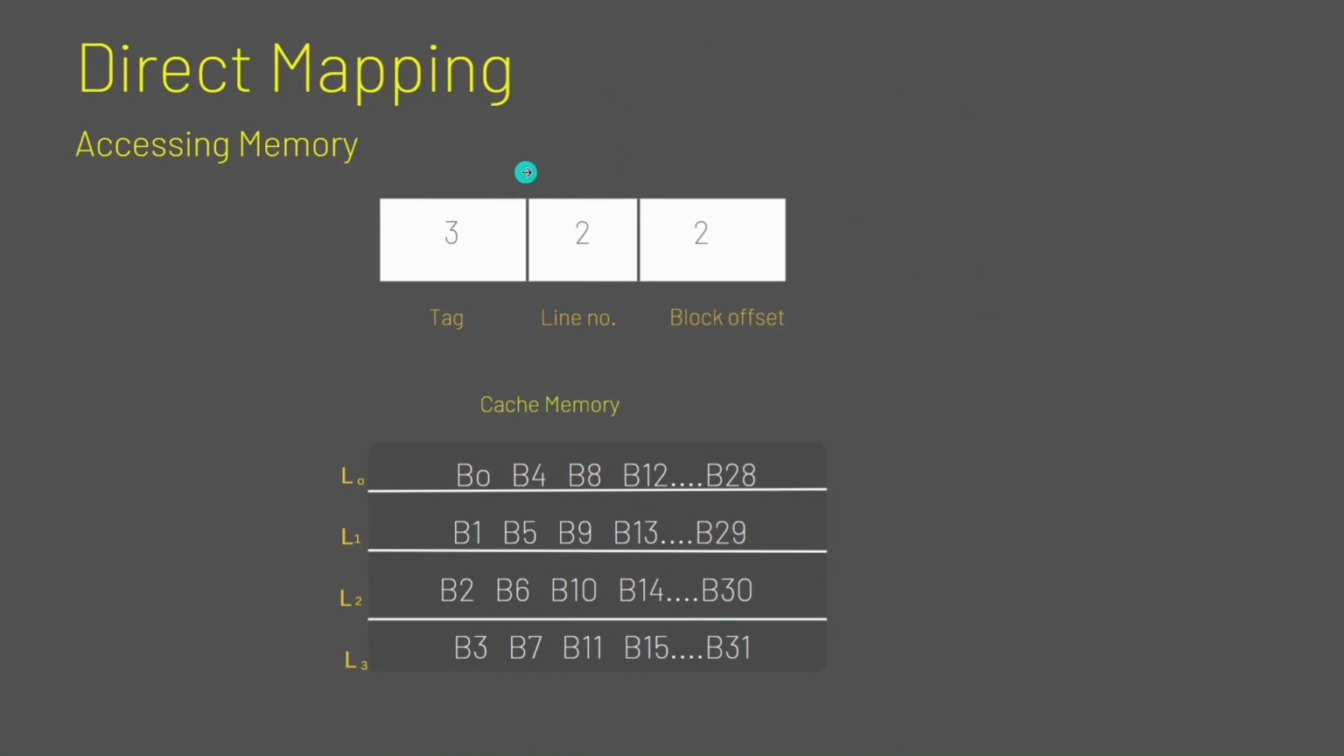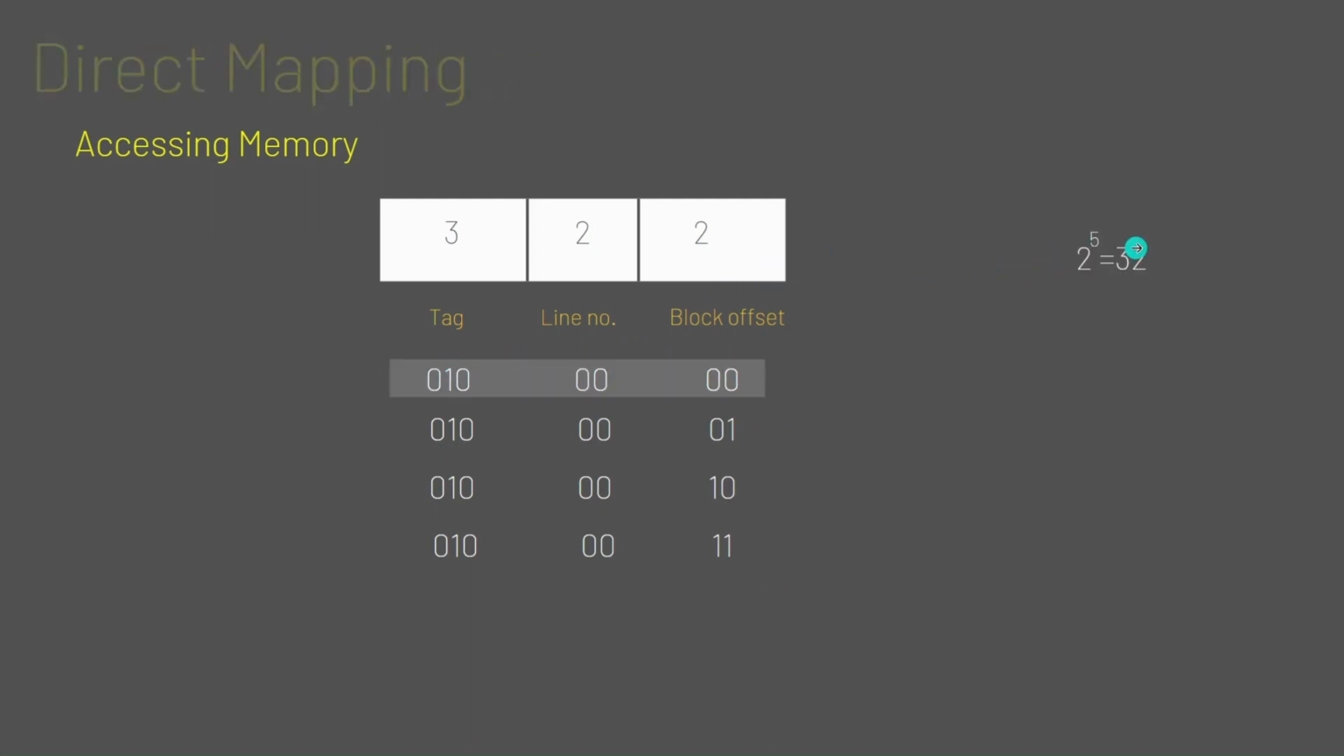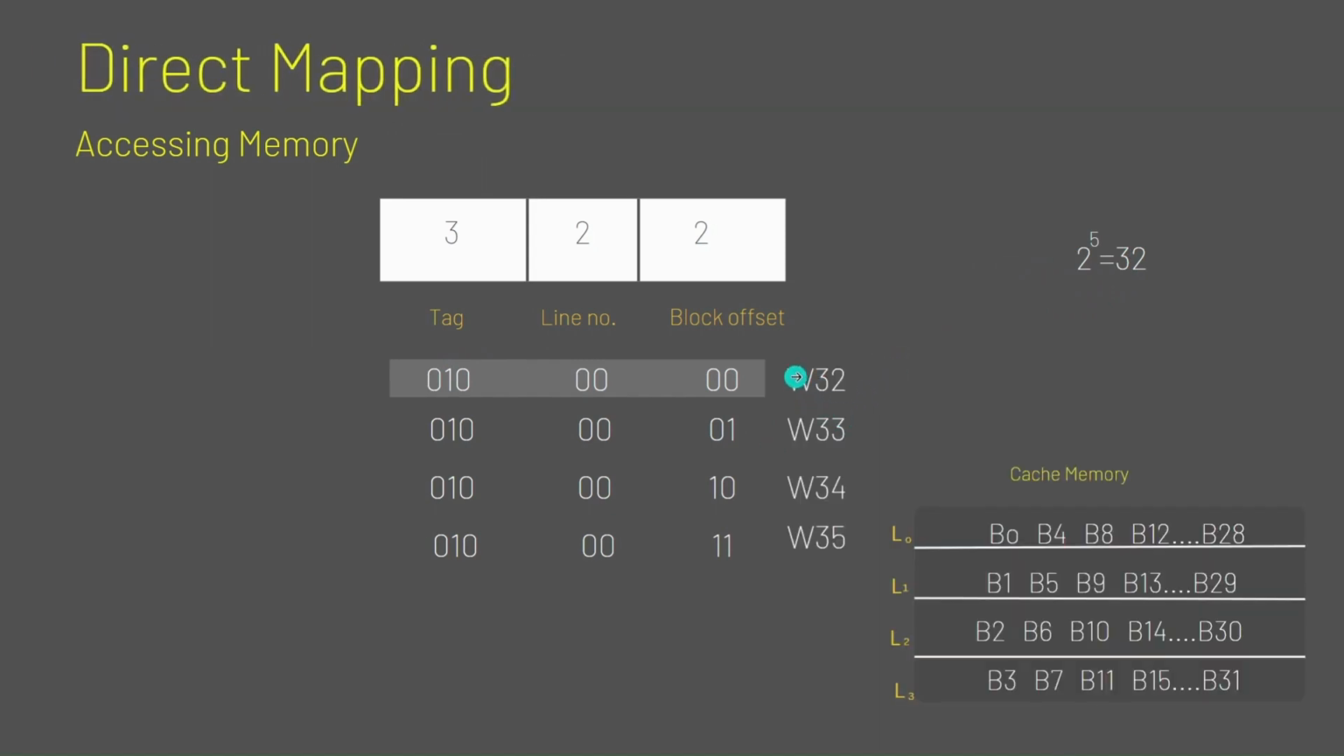Now let's take an example with the same. Let's say we took a tag 010 of 3 bits. Line number is, let's say, 00 and the block offset. Now the block offset has 2 bits which we can write and represent as 00, 01, 10 and 11. Now let's see this first one. When we convert this into decimal, what does it become? 0, 1, 2, 3, 4, 5. That is 2 to the power 5, which becomes 32. Now 32 becomes the word number 32 in this one. And so on, word number 32, word number 33, word number 34, and word number 35.